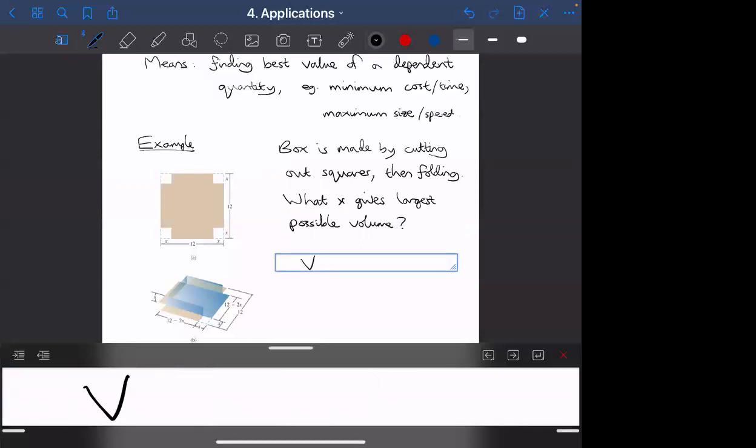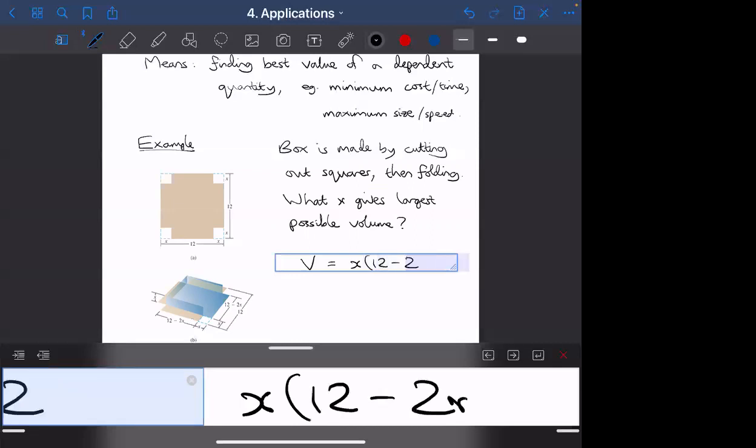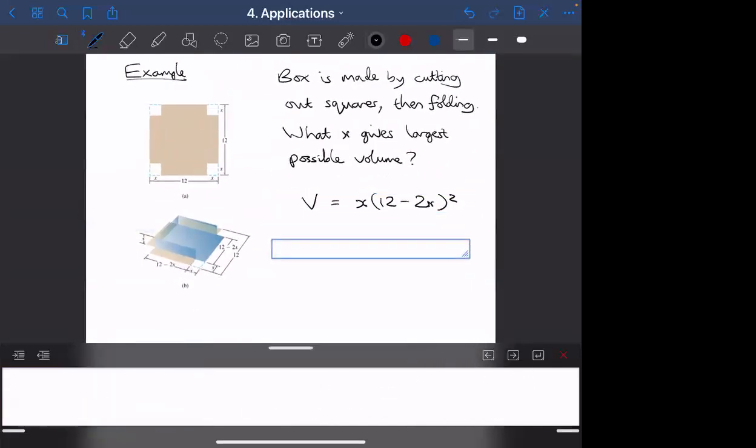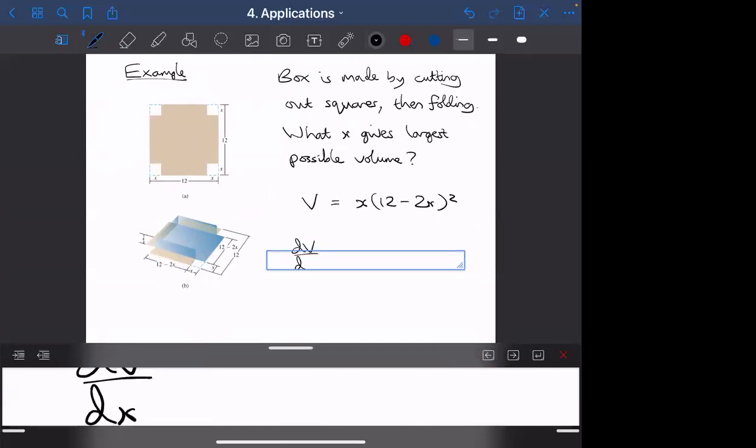So the volume, looking at the second picture, is the 3 dimensions of the box multiplied together. The height is x, and the width and the depth are both 12 minus 2x. So this is the volume. And then I want to calculate dV by dx to find critical points of the volume as x varies.